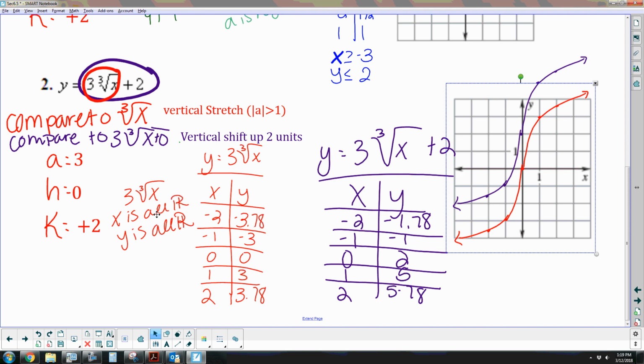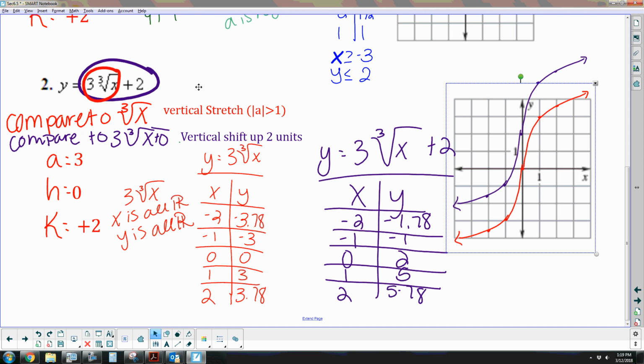And our domain and range for this 3 times the cubed root of x is all real numbers, and our domain and range for the whole function is still all real numbers. It doesn't change. It continues to go on forever in the positive x and positive y direction, as well as the negative x and the negative y direction.